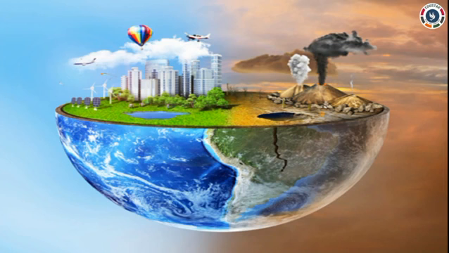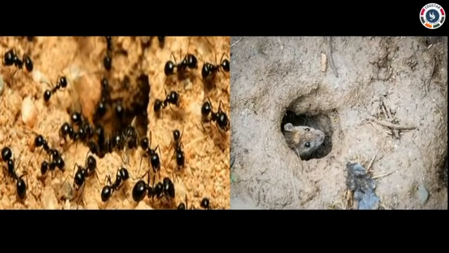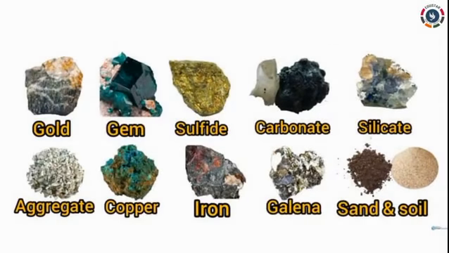However, some natural and man-made activities lead to the loss of soil. Therefore, soil needs to be protected. Soil is home to small animals like ants, moles, rats, earthworms, and rabbits. Minerals and ores are obtained from rocks which lie under the soil.